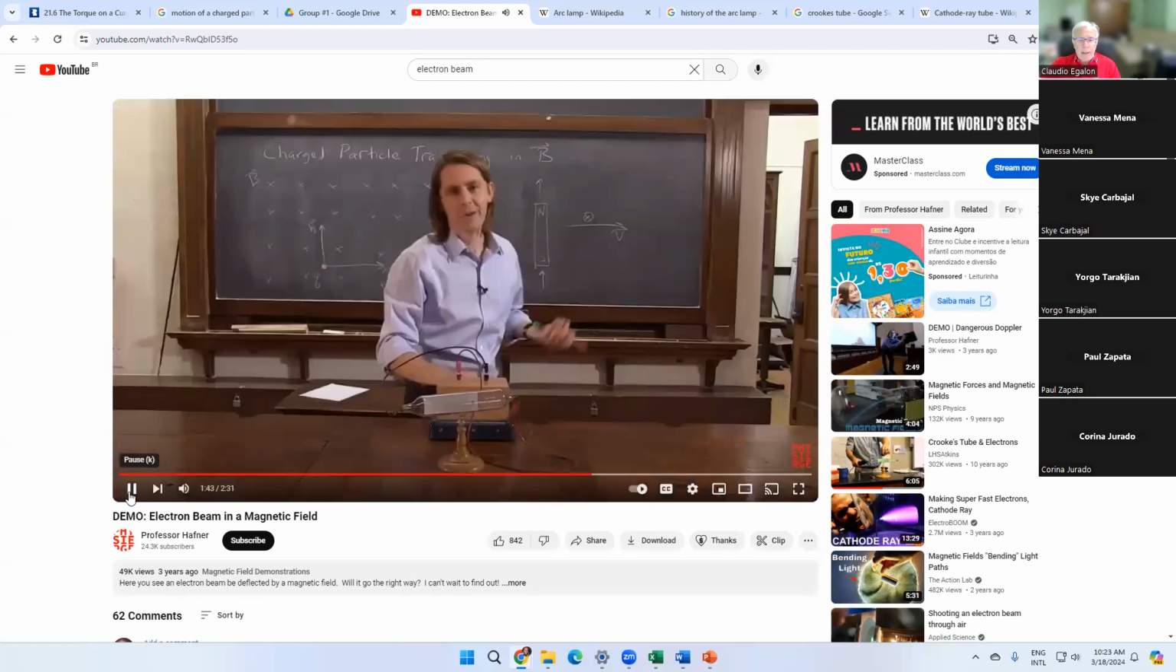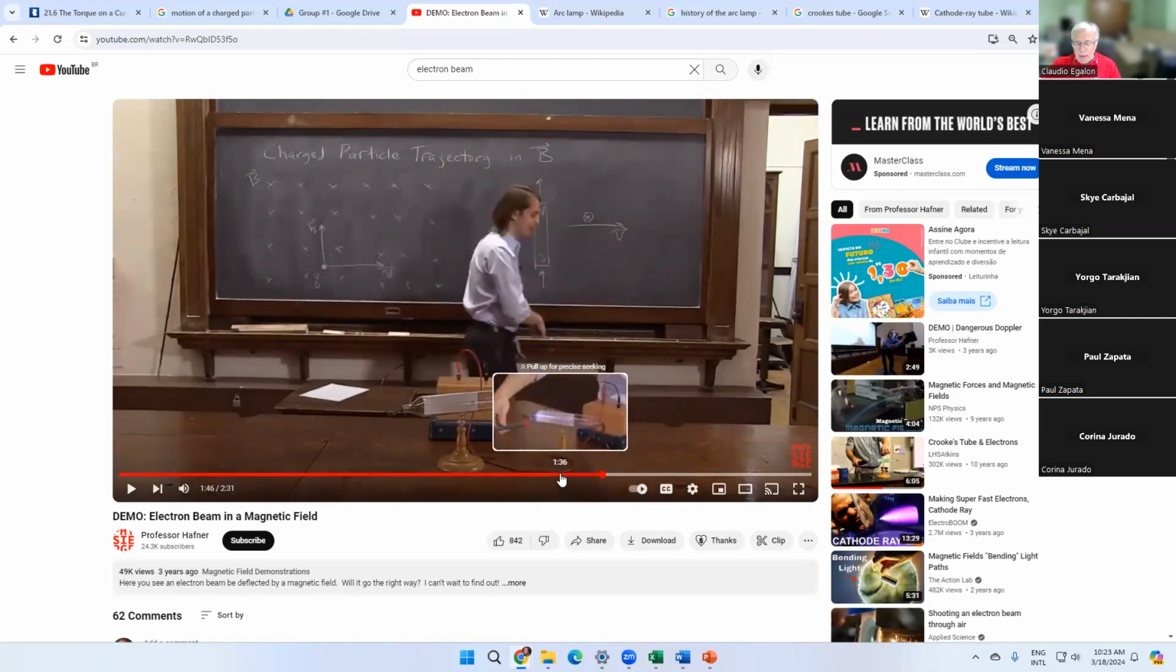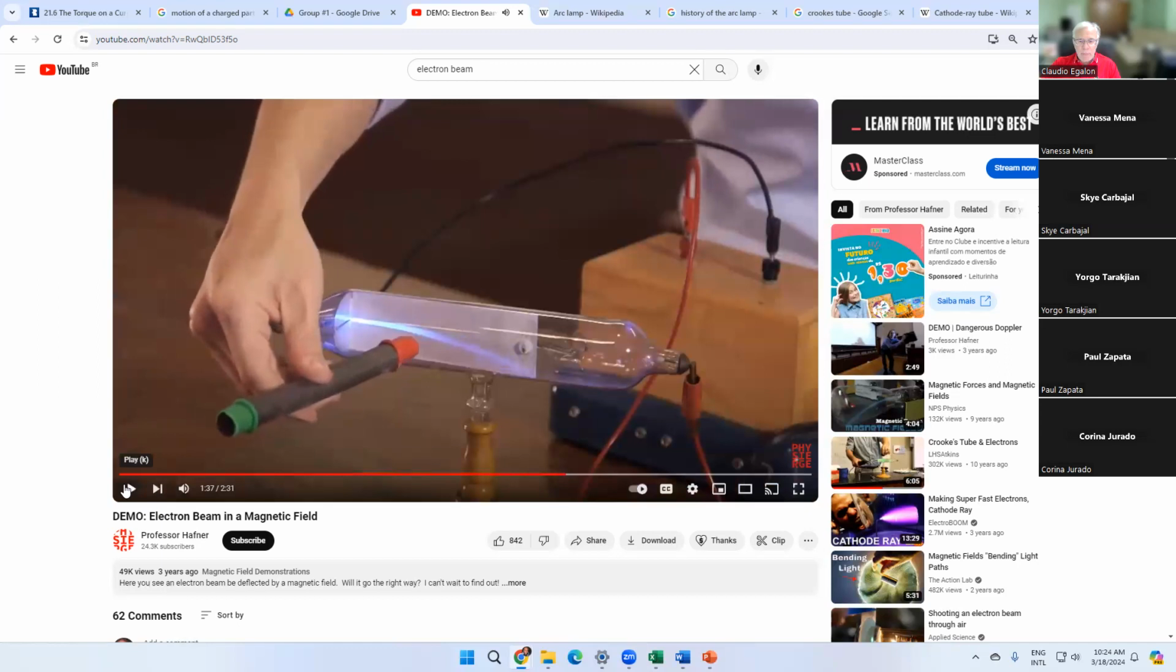Why is it down? That's what happens whenever you subject a beam of electrons flying with a given velocity to a magnetic field. There you go, the deflection. Without the magnet, the beam is flying straight. But when you put the magnet in there, the beam is bent.